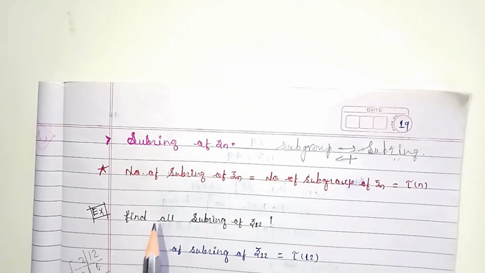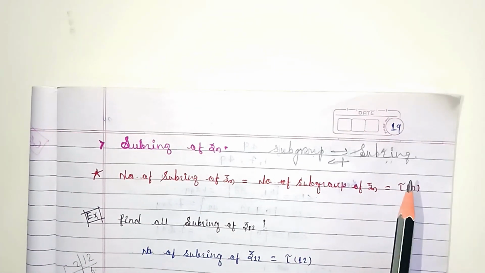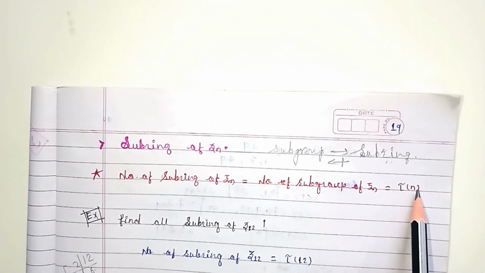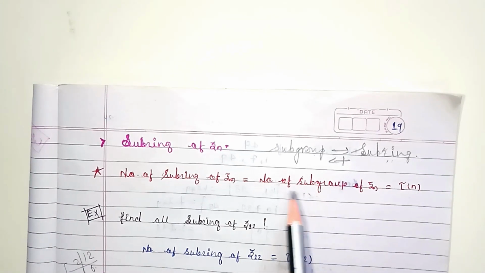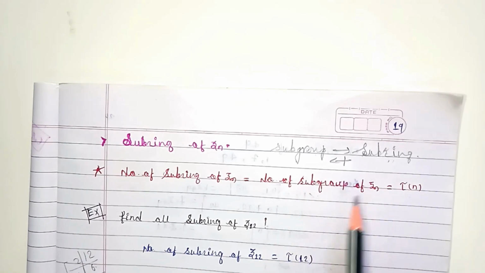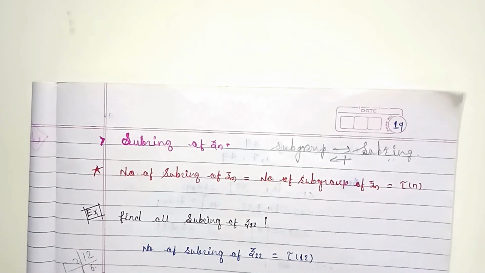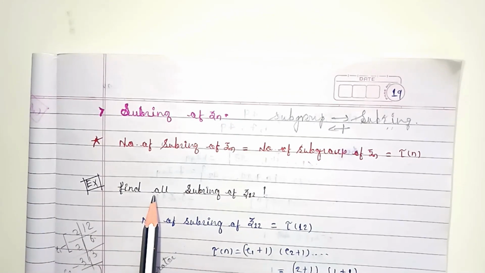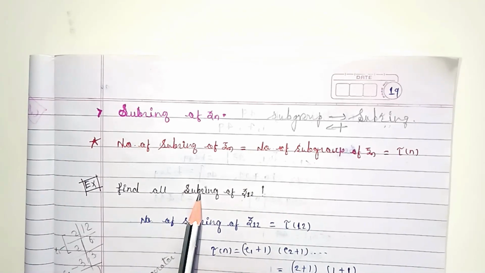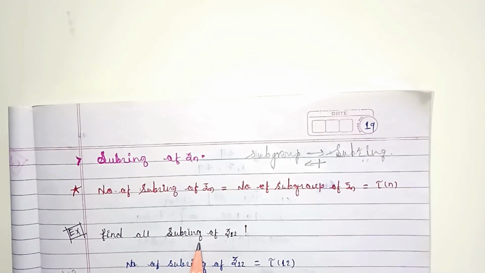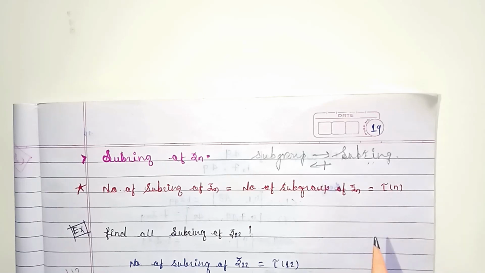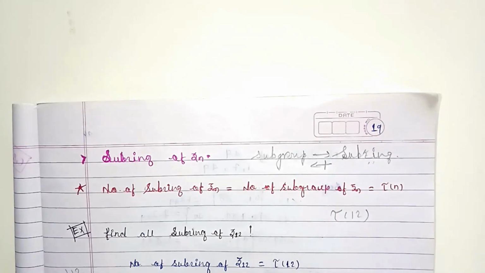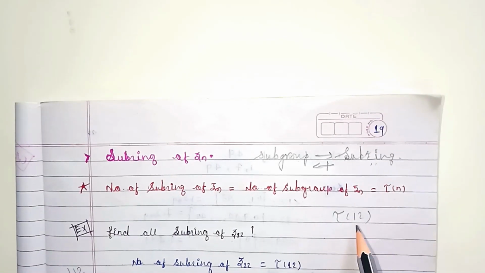And how do we find the subgroup of Zn? Try to remember, the number of subgroups of Zn is tau of n. We have to find tau n for our given group. For example, we want the subring of Z12. The subring of Z12 means the subgroup of Z12, and the number of subgroups of Z12 is tau of 12. So how do we find tau of 12?